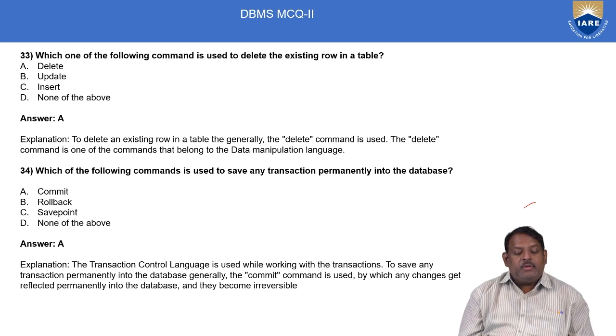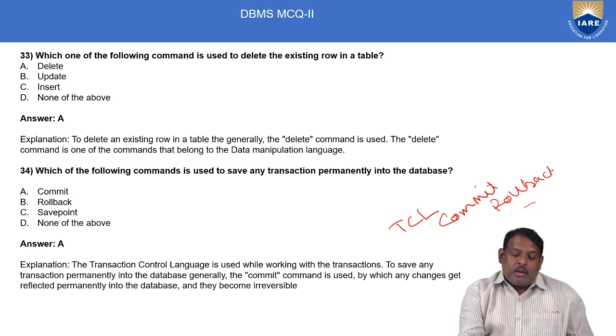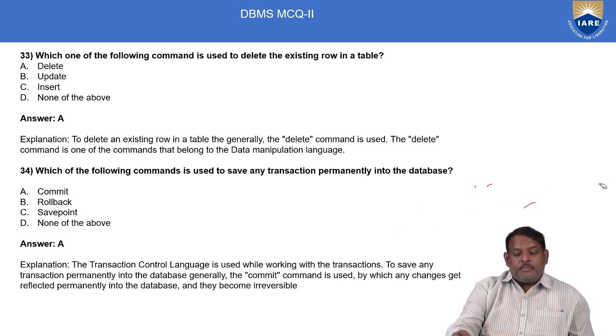34. Which of the following commands is used to save any transaction permanently into the database? We know that in the transaction control language, TCL, we have commit, rollback, and a command called save point. Here we have four options: commit, rollback, save point, and none of the above.